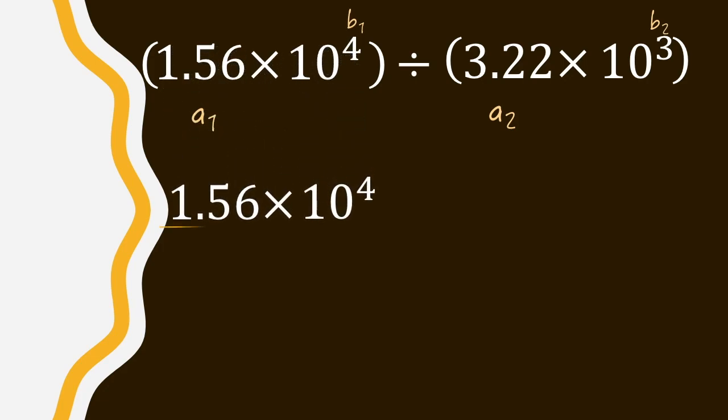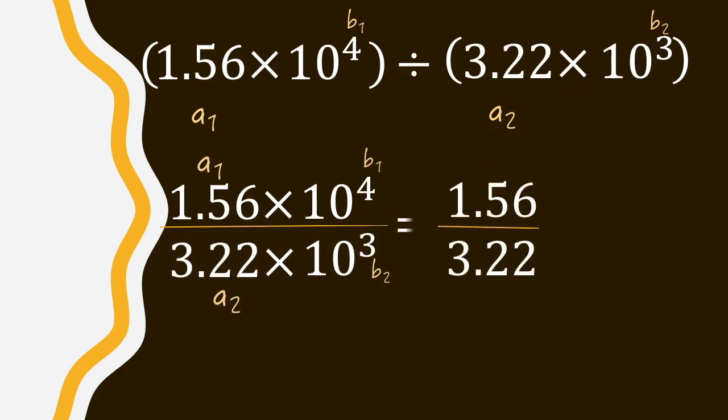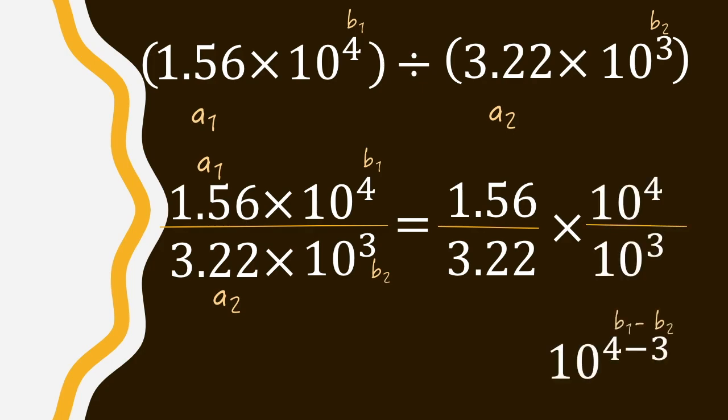We'll set this up as a fraction to make it a little clearer, and we can break this down into a multiplication again, where we have a1 on a2 and the power of 10 will be b1 minus b2. So any multiplication and division in scientific notation we can break down into multiplying or dividing the a values, then adding or subtracting the b values, depending on whether it's multiplication or division.